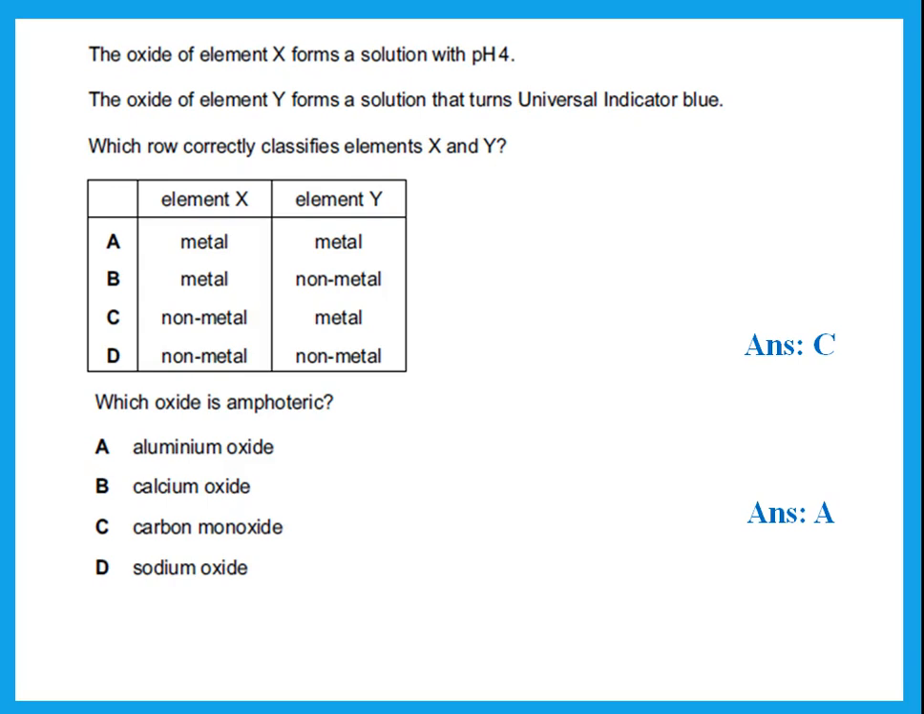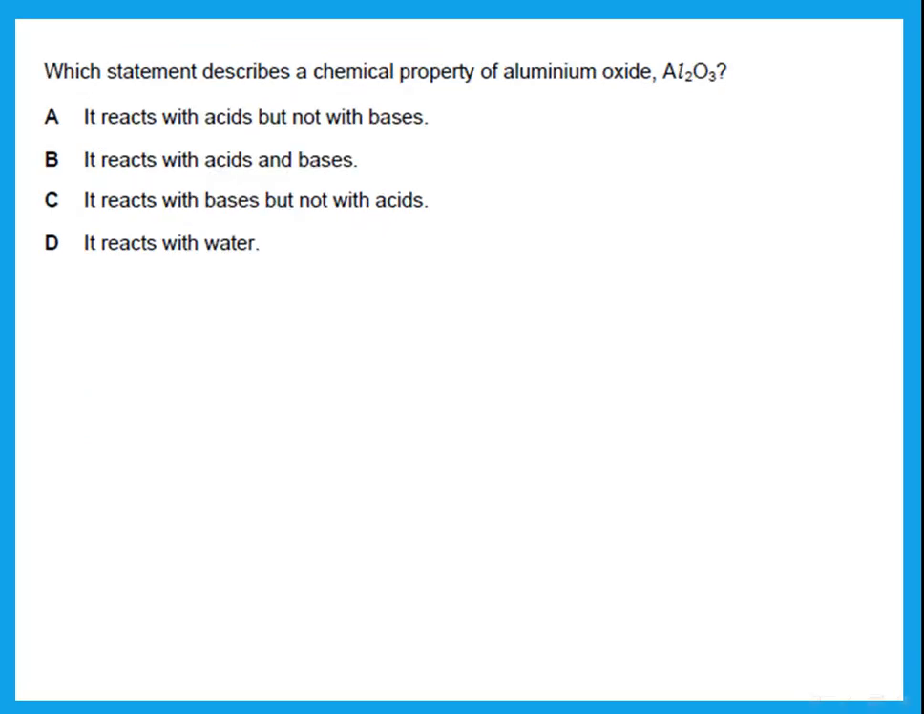What is calcium oxide? This is an oxide of a metal, and we said oxides of a metal are basic. Carbon monoxide. What did we say about carbon monoxide? Is it acidic, basic, amphoteric, or neutral? Carbon monoxide is neutral. What about sodium oxide? Sodium oxide is an oxide of a metal. If it's not amphoteric, then it is a base. So sodium oxide is a base.